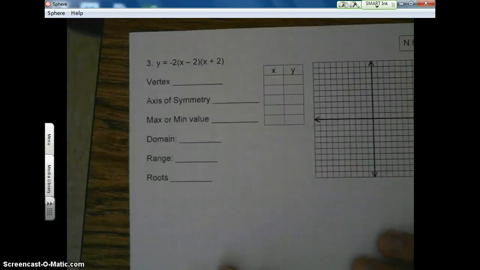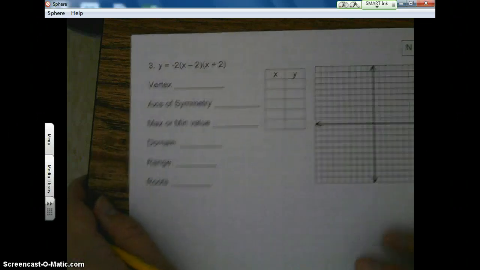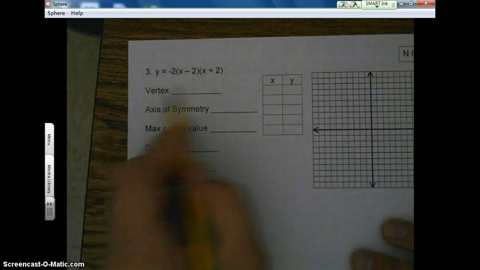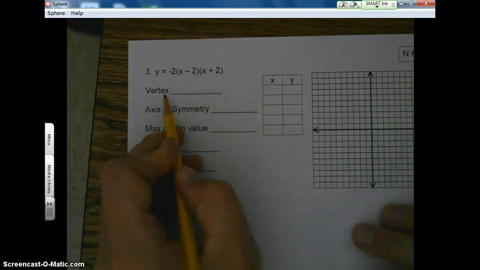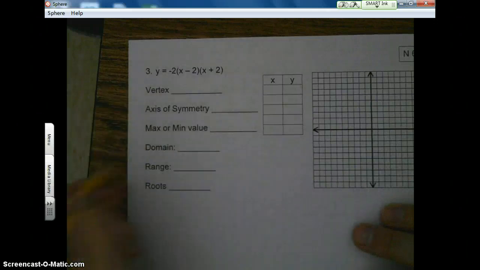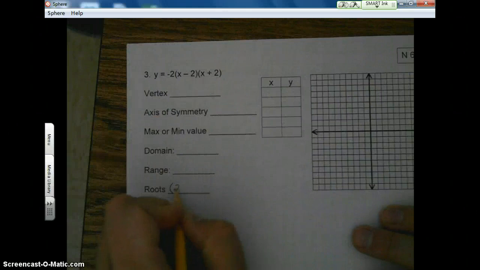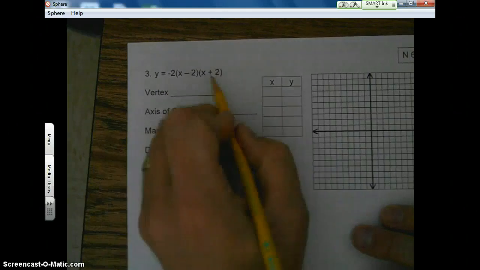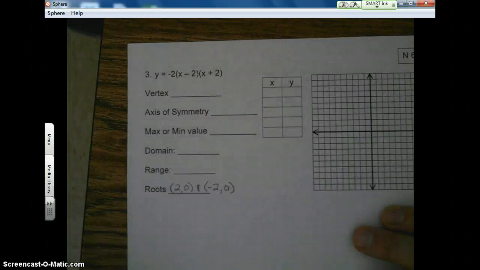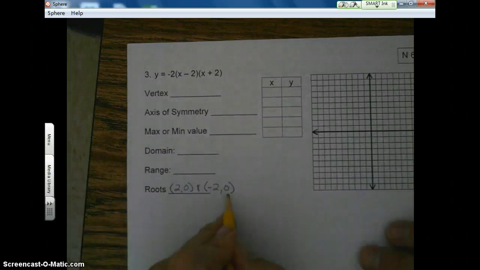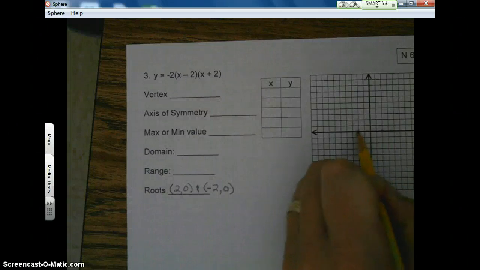Let's take a look at this side. Notice we have factored form. So let's look at this one. It's a little bit harder to figure out the vertex from factored form. So let's skip vertex for right now. Let's go straight to the roots. So our first root: 2, 0, and -2, 0. Okay, let's go ahead and graph them. So 2, 0, and -2, 0.